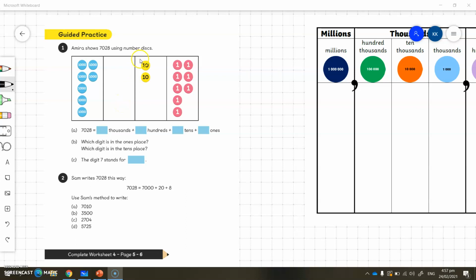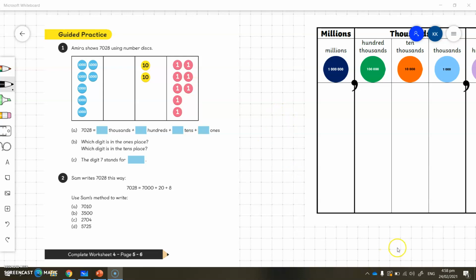I move to the tens place, and I see that Amira has used tens number discs to indicate 10, and another 10 is 20. And when we move to the ones place, I can see Amira has used her ones number discs to indicate 1, 2, 3, 4, 5, 6, 7, 8 ones, or 8.